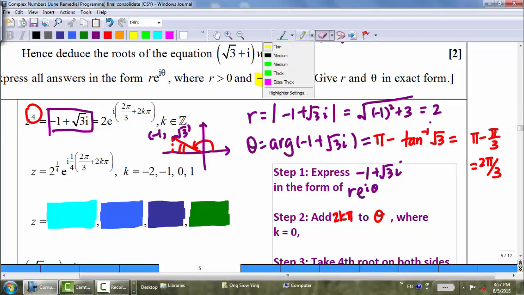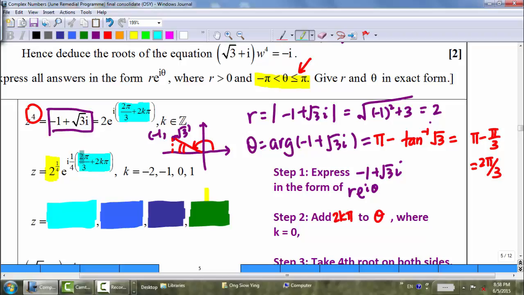One more thing you have to take note of. Be very careful when you take the fourth root, don't leave out the 2. This is the part a lot of people always forget. So your r becomes r to the power 1/4. Then of course this value here you must also divide by 4, because you have to multiply by 1/4 everything. All the powers now become 1/4 of the original one.